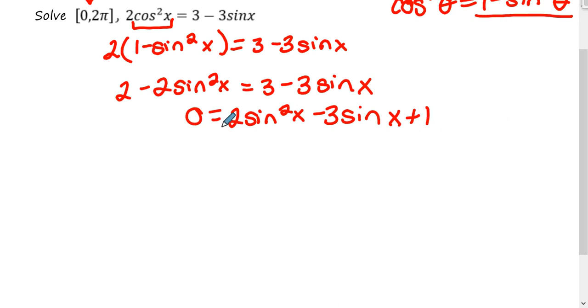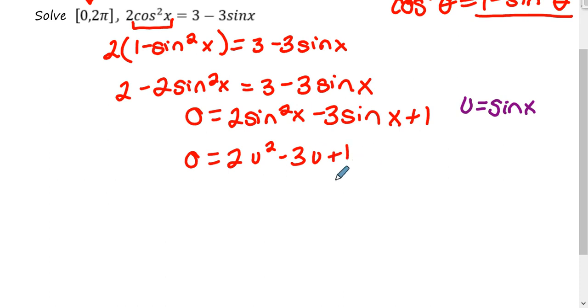At this point, sometimes you can just see it, but if you can't, let's do this thing called u substitution. We make u what's hard, that's the sine of x. When I do that, back to the problem, I get 0 equals 2. Instead of the sine squared of x, I replace the sine of x with u, but it's still squared. And then minus 3, instead of the sine of x, I put in a u, plus 1. And I can factor that. Do diamond and box if you need to. But it's 2u minus 1 and u minus 1.